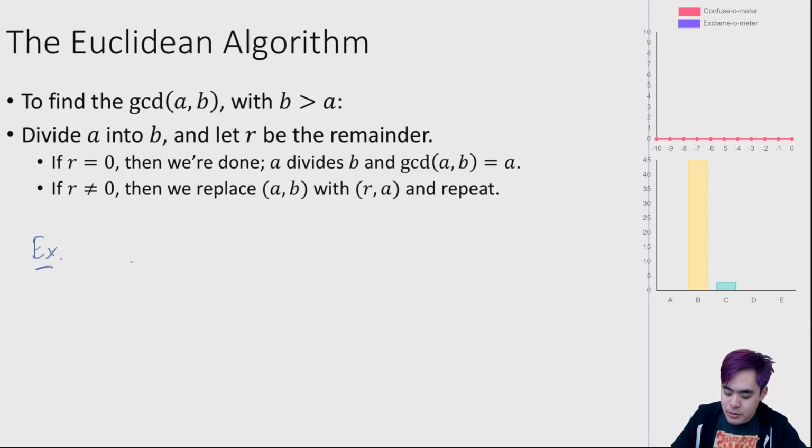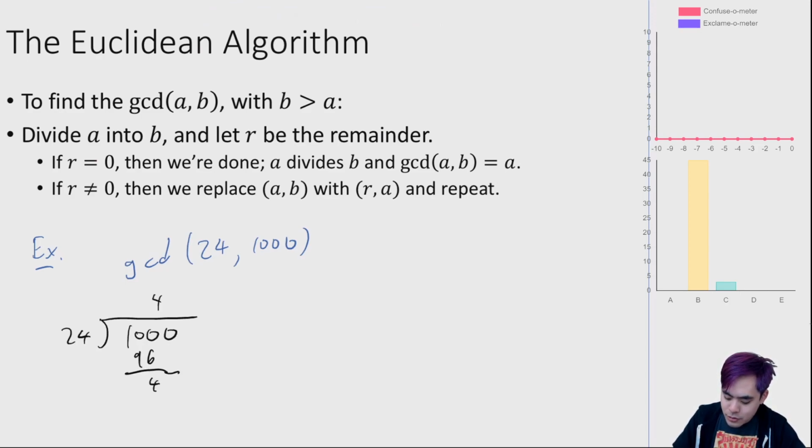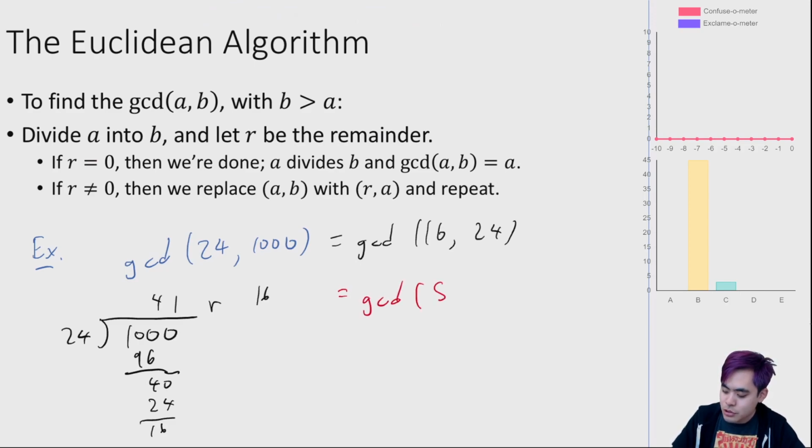So what do we mean? As an example, the greatest common divisor of 24 and 1,000. How do we get this? Well, you just divide. 1,000 divided by 24 is equal to, well, that's 4, and that's 96. So that's 40, 41. So that's 24, 16, remainder 16. So this thing is equal to the greatest common divisor of 16 and 24. And if we keep on going, we'll find that that's equal to the greatest common divisor of 8 and 16, which is just then equal to 8.